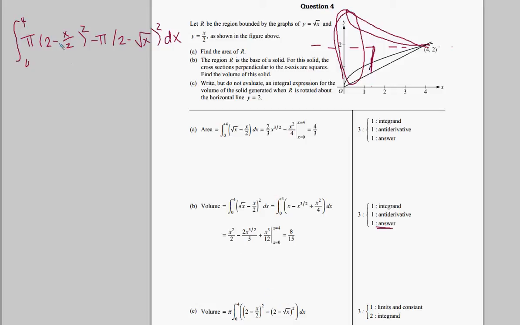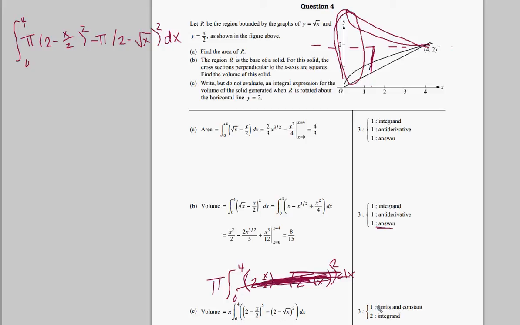You could leave it the way we had it up here, where you have your pi's in. You could factor your pi's out if you'd like to do that. Please do not do this: pi times the integral from 0 to 4 of (2 minus x over 2) squared minus (2 minus the square root of x) all squared. That is a no-no. This square cannot factor out. Please don't make that mistake.